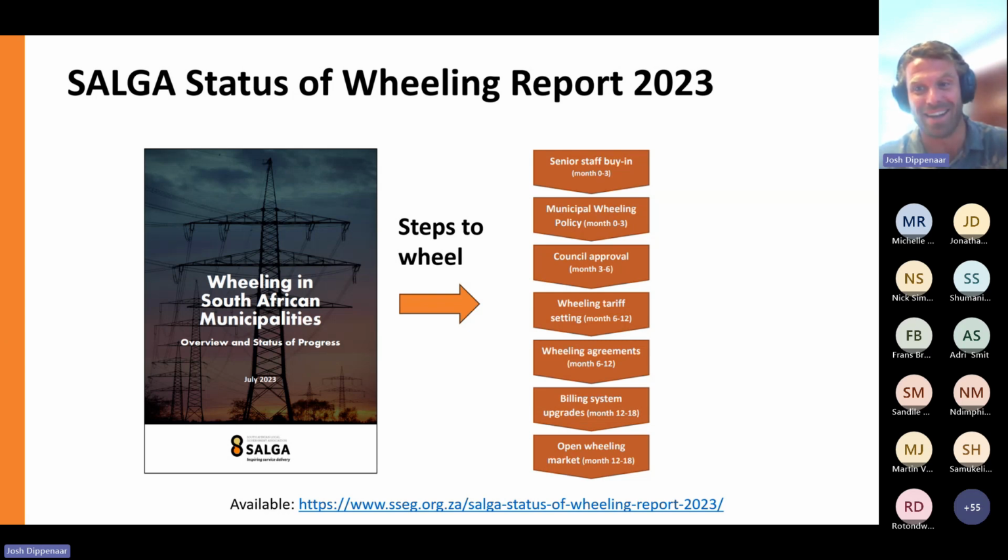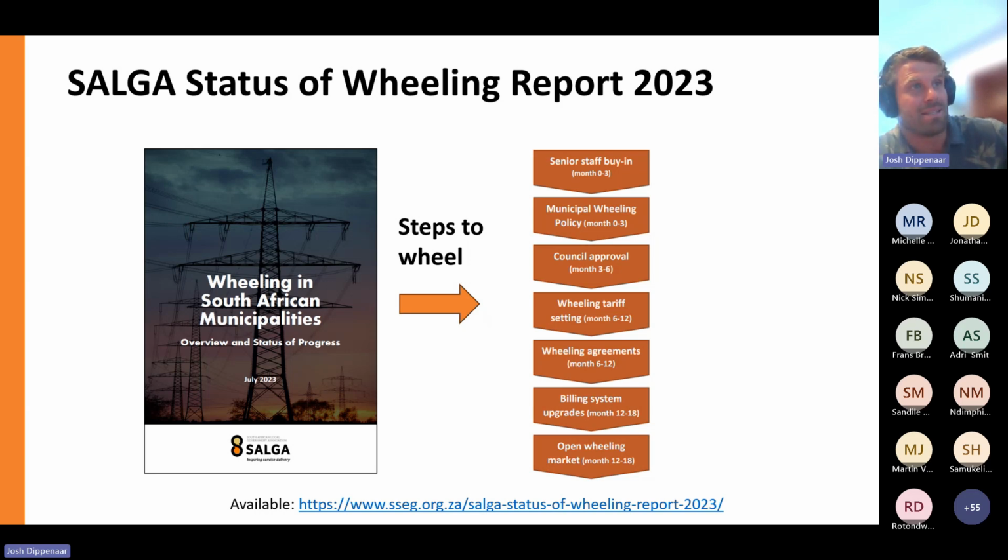But that is an issue. I recognize it is a reason why there's been a lot of stalling on wheeling, is the lack of billing system upgrades. And it's because, remember, this whole wheeling thing is basically an accounting exercise. We're passing credits from one place to another. We're just reading meter data and passing credits around. So yeah. And then finally, open wheeling market.